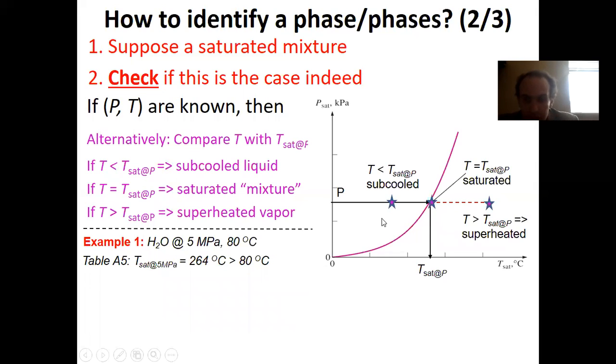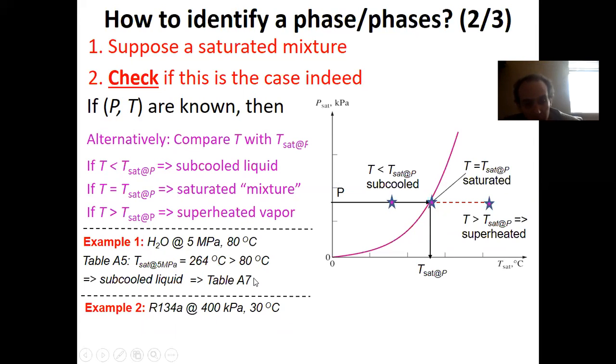Why do we call it subcooled? Maybe it's very hot tea, but it's subcooled because it's colder than it should be to be saturated at this given pressure. So it's subcooled liquid, and of course you go to the subcooled table, which you already know. I recall subcooled and compressed is the same. Subcooled liquid and compressed liquid is the same point. It's the same concept.